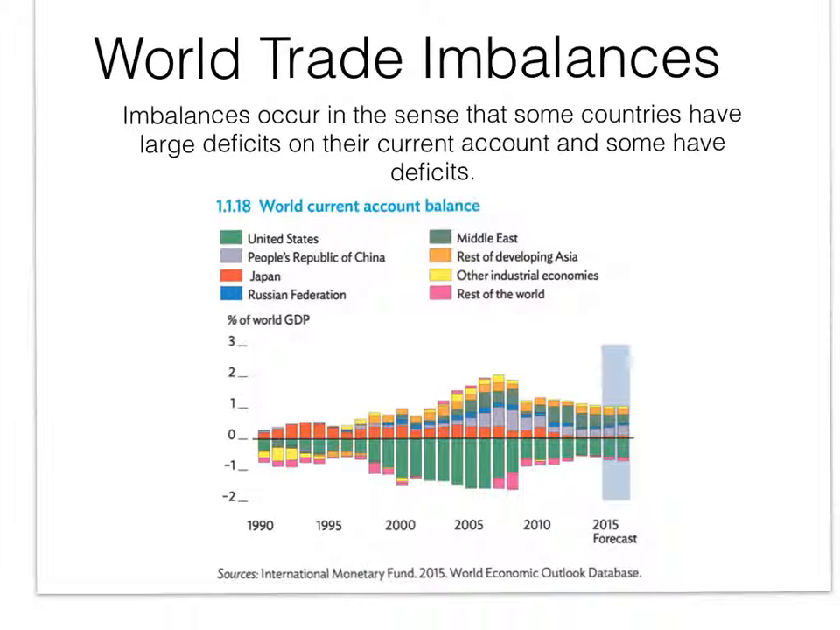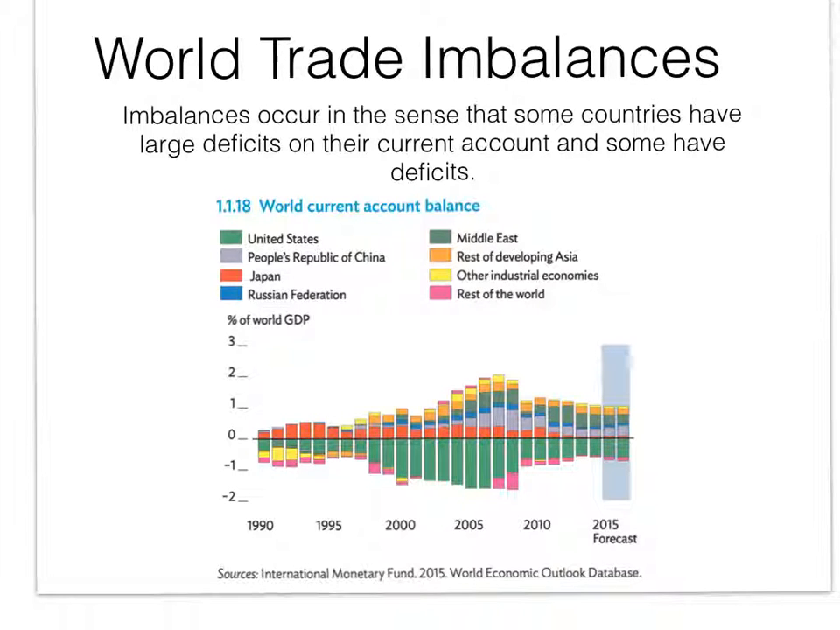So in this video we're going to look at world trade imbalances, and in particular we're going to consider what they say in the OCR F585 paper that's going to be sat in June 2016.